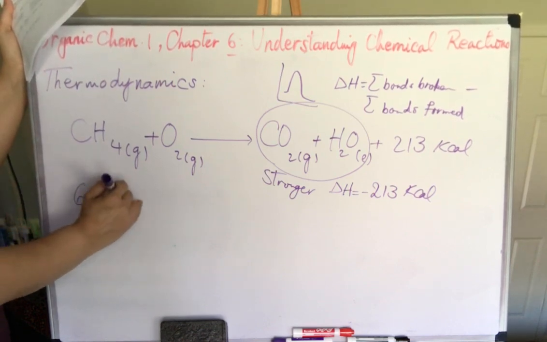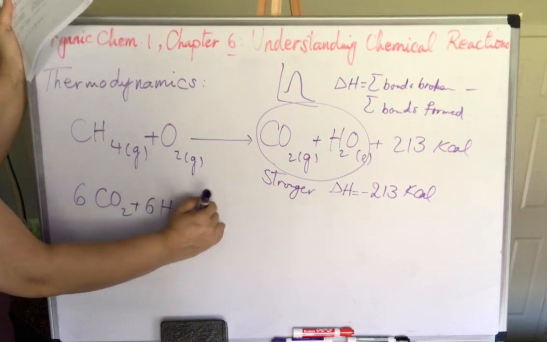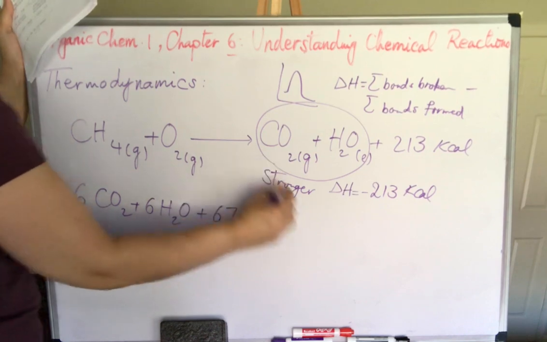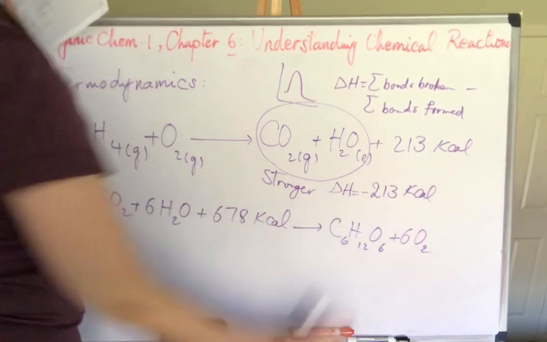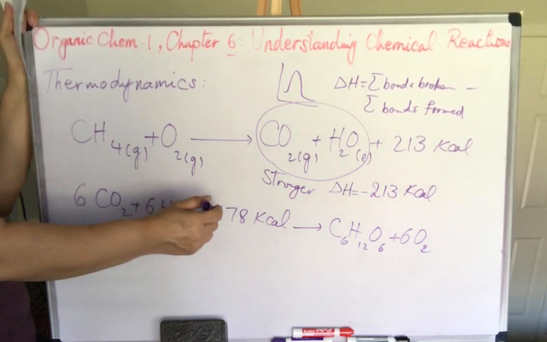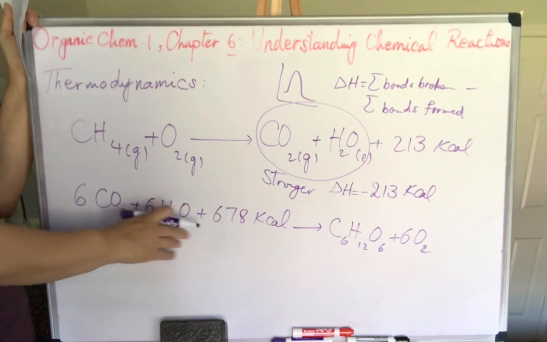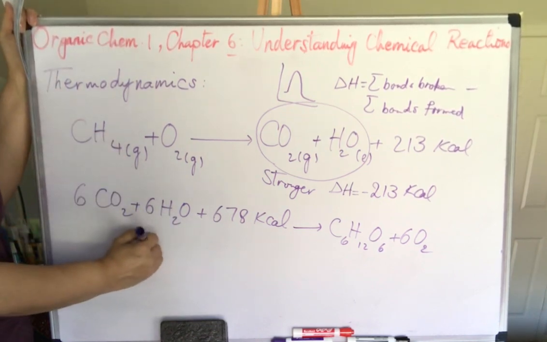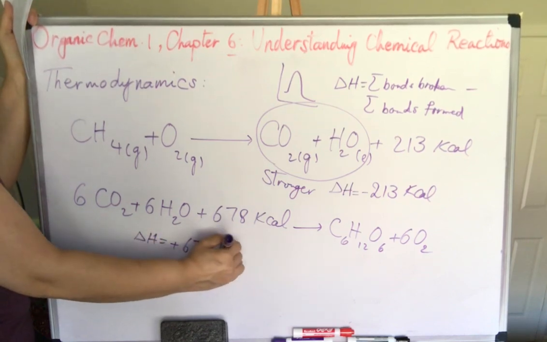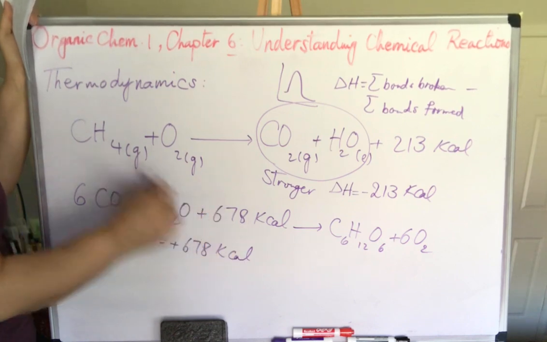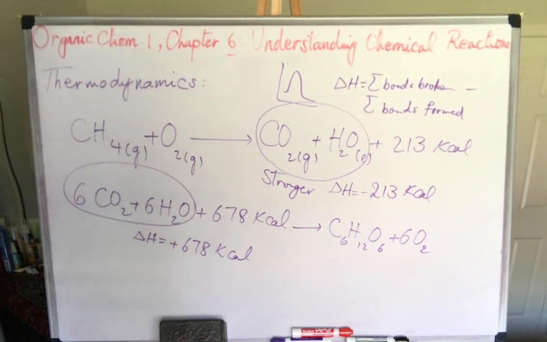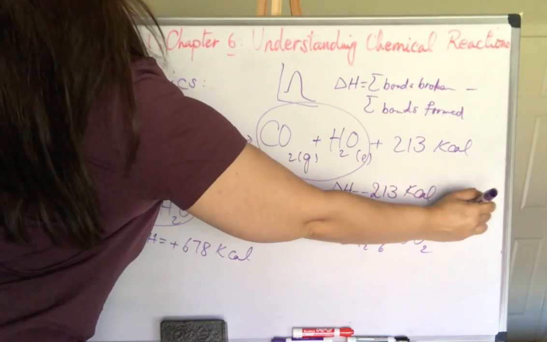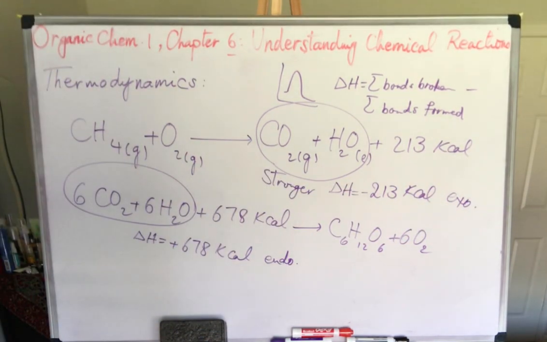Now you have the next reaction, the formation of glucose, which happens in our body. When you see the heat on the reactant side, it means heat was a reactant, so heat was absorbed. So delta H is positive 678 kilocalories. So which bonds are stronger? The broken bonds are stronger, which means you have to break the bonds with higher heat. That's why we call it endothermic. So the first one was exothermic, the second one is endothermic, and you can work on the third one.